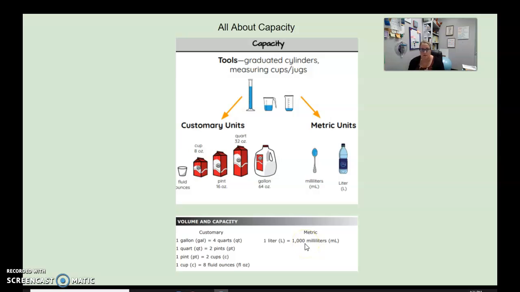So what we're going to do is I'm going to show you a bunch of different objects, and I want you to tell me if you would use a fluid ounce, a cup, a pint, a quart, or a gallon to actually measure the capacity of that object. And then we're going to do the same exact thing with the same exact objects, and we're going to talk about metric units. So we use a milliliter or a liter. So let's get started.